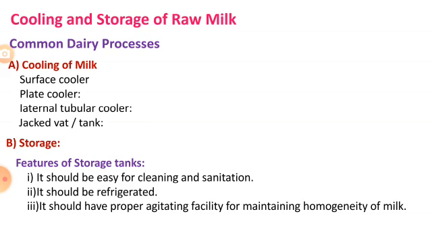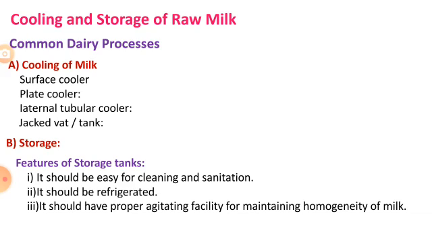In the dairy industry, various cooling equipment and methods are used, like the surface cooler, plate cooler, internal tubular cooler, and jacketed vat or tank type cooler. So what is a surface cooler? It is used to cool the surface of the milk. Next is the plate cooler, which is commonly used for continuous operations in the dairy industry.